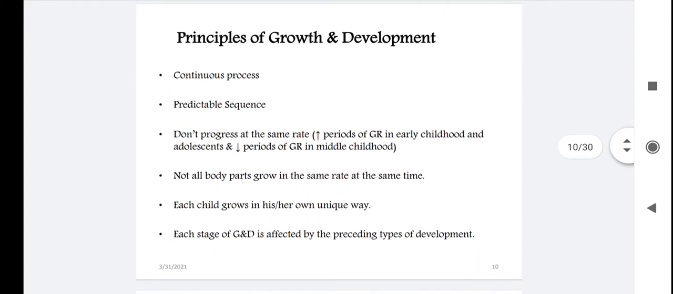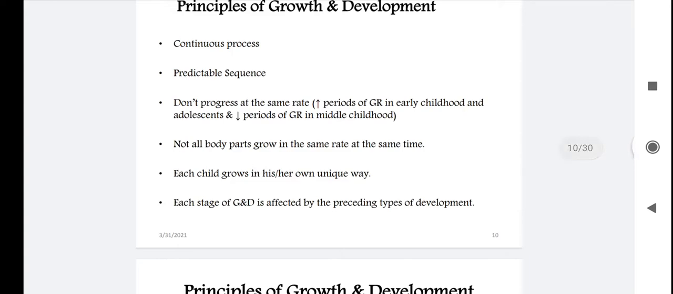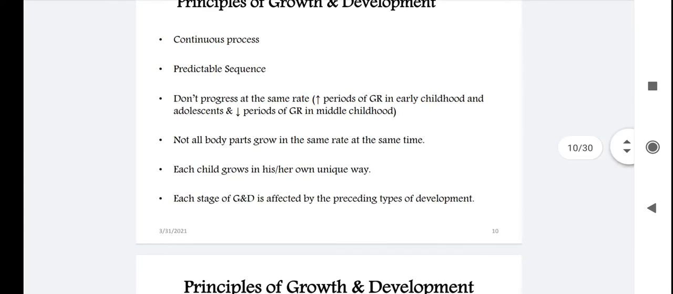Principles of growth and development. Growth and development are a continuous process, with a predictable sequence, and do not progress at the same rate. There is a high period of growth in early childhood and adolescence, and a low period of growth in middle childhood. Not all body parts grow at the same rate at the same time.